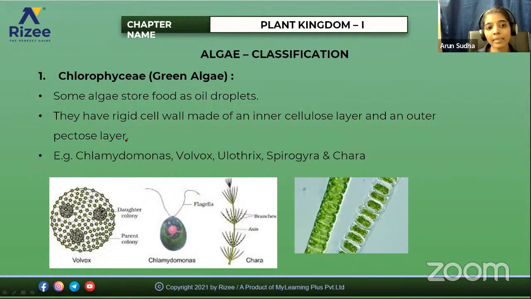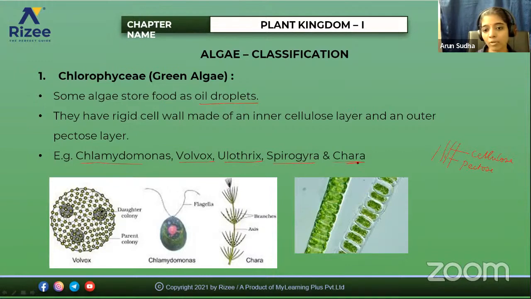Some algae store food as oil droplets. And they have a rigid cell wall made of an inner cellulose layer and an outer pectose layer. So they have the rigid cell wall. Examples for the green algae: we have to be clear what examples come under the different categories. Chlamydomonas, Volvox, Ulothrix, Spirogyra, and Chara.